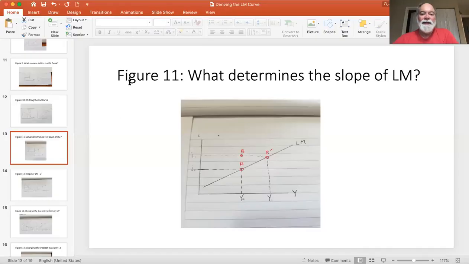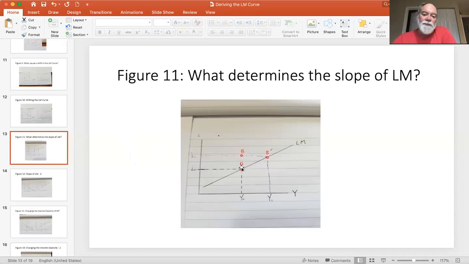All right, let's go back to our PowerPoint where we were. We were asking the question of what determines the slope of the LM curve. This should be interesting to you because it's related to your homework assignment, which is due Sunday night. The question is, what determines the slope of the LM curve?